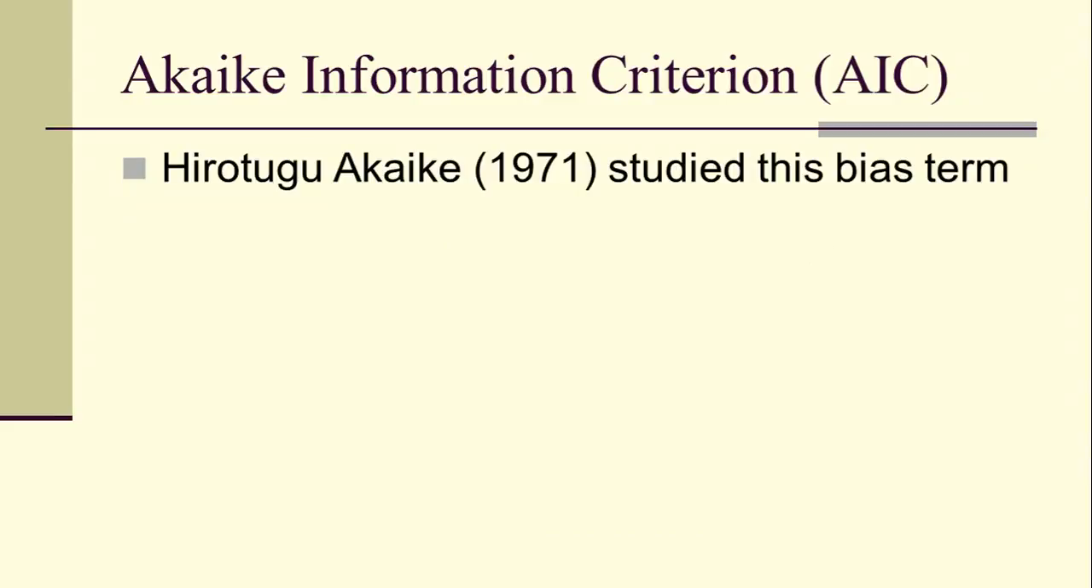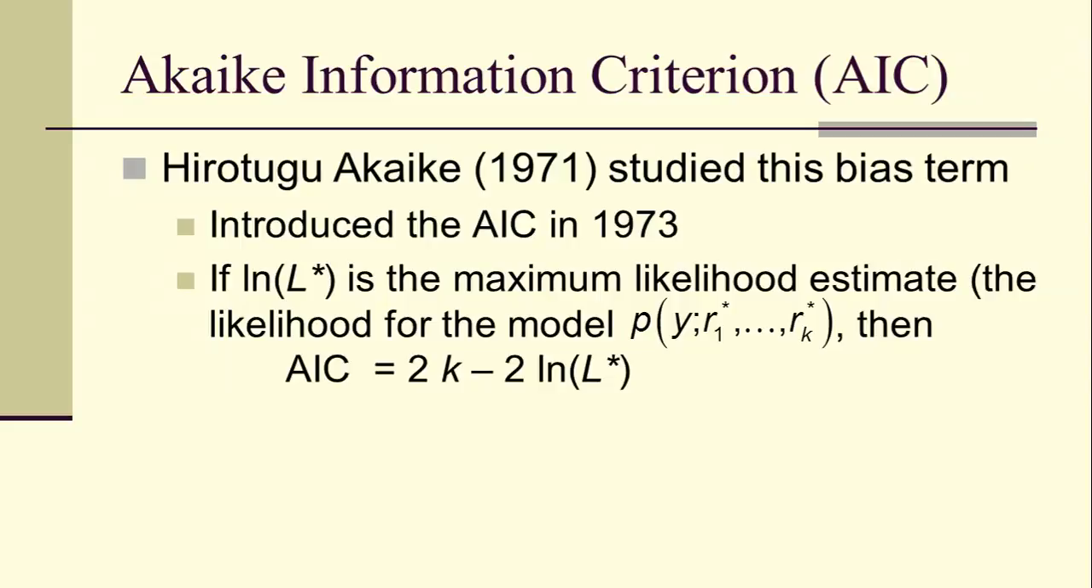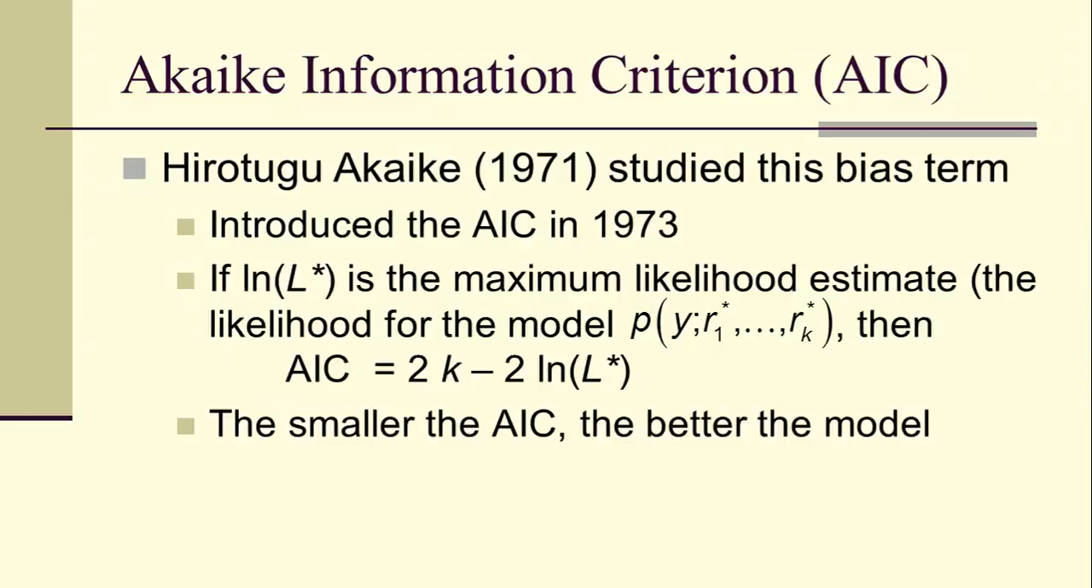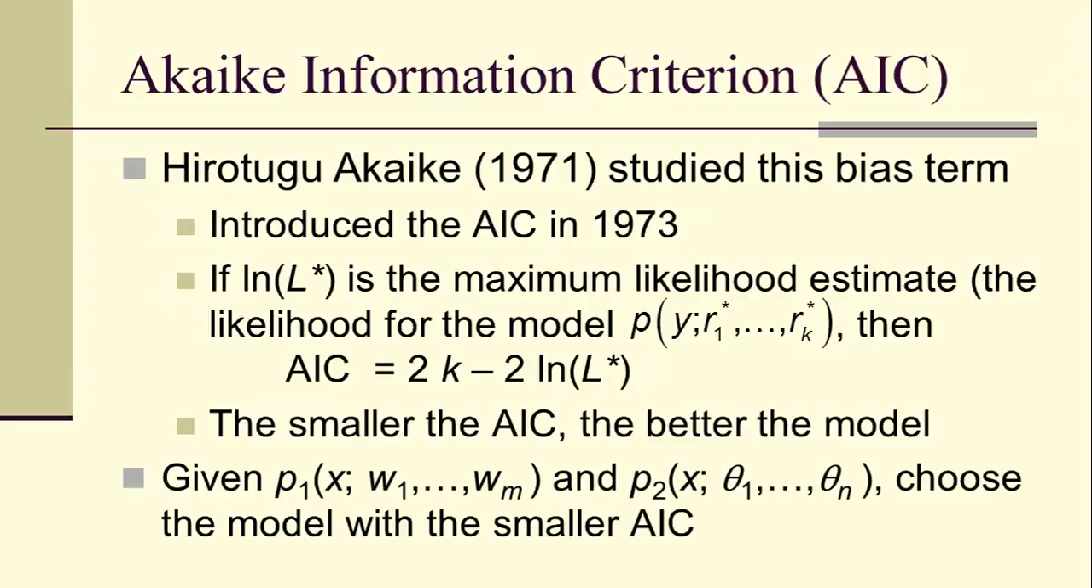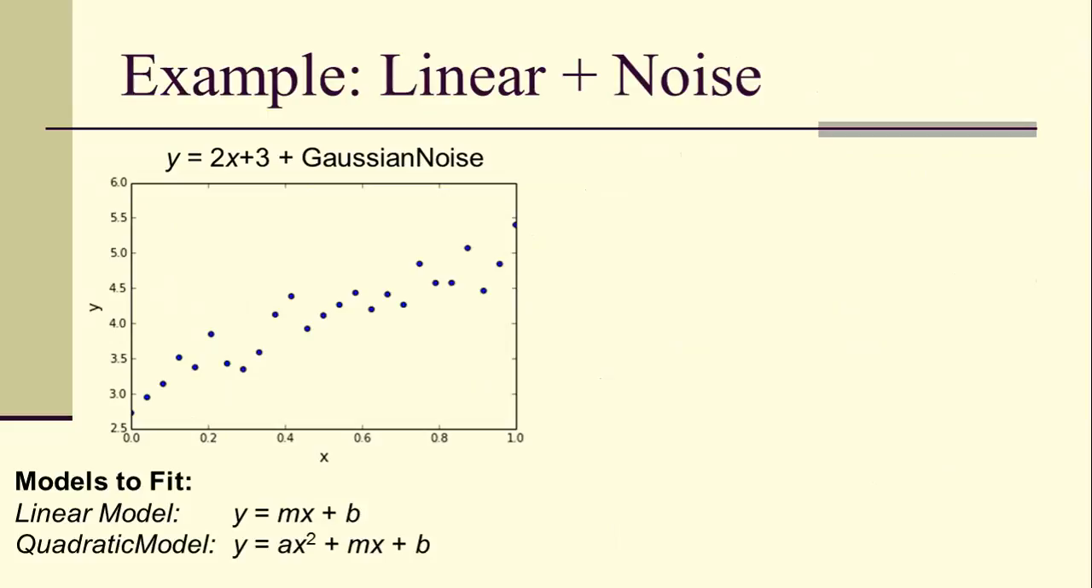Hirotugu Akaike in 1971 studied this bias term and introduced what's called the AIC in 1973. If the natural log of L star is the maximum likelihood estimate, then that double sum of the products is actually approximated by k, the number of parameters. And the AIC is 2k minus 2 natural log of L star, the maximum likelihood estimate. The smaller the AIC, the better the model. So given P1 with m parameters and P2 with n parameters, the better model will be the one with a smaller AIC. Let's look at some examples.